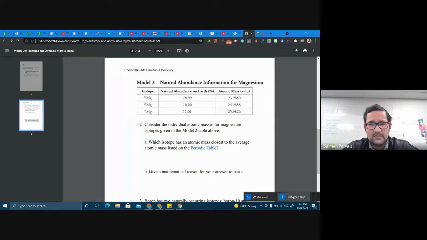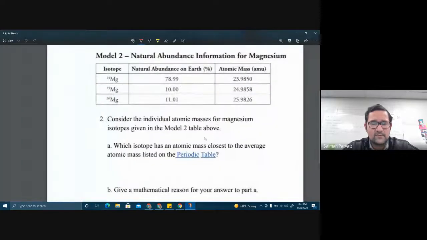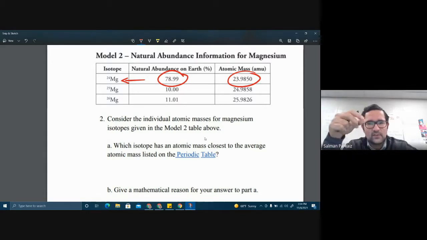magnesium-24 is the most abundant one in nature. Magnesium-24, you find 78.99% of all the magnesium is magnesium-24. So that's the one that's going to have the closest atomic mass to the average atomic mass that shows up on the periodic table. And the reason for that is because when you do the same equation I did for the previous problem, magnesium-24 will have the largest impact on the final answer because it has the largest percentage. So that's why its atomic mass will be closest to the average atomic mass that shows up on the periodic table for magnesium. All right, so the answer for that one is just magnesium-24.